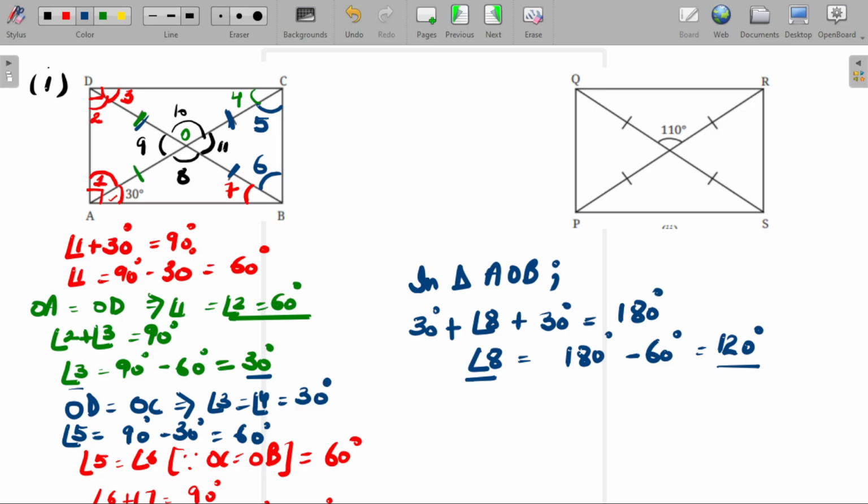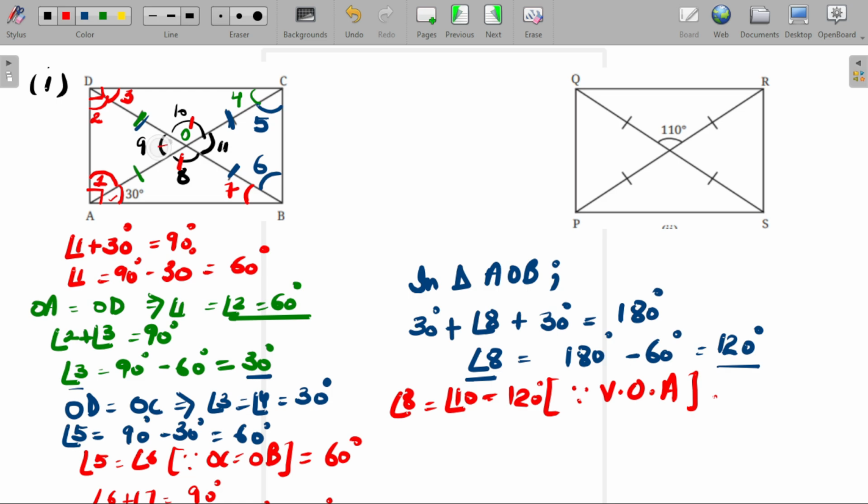And just look here. Angle 8 is equal to angle 10. Why? Because they are vertically opposite angles, which is 120°. Here we are now left with 9 and 11. If any one of them is known, then the other one will be equal to that one, right?